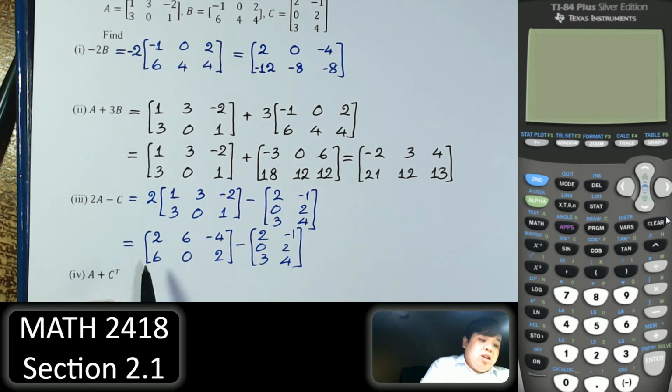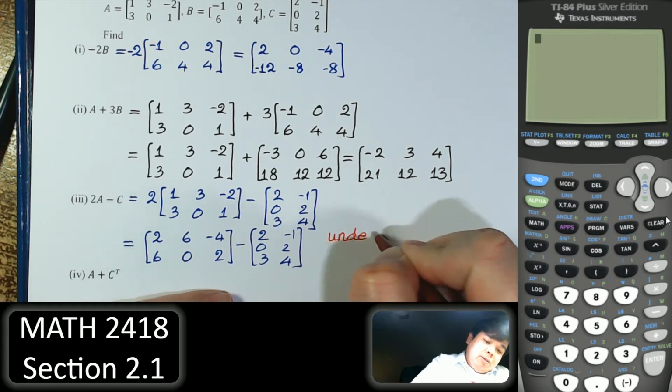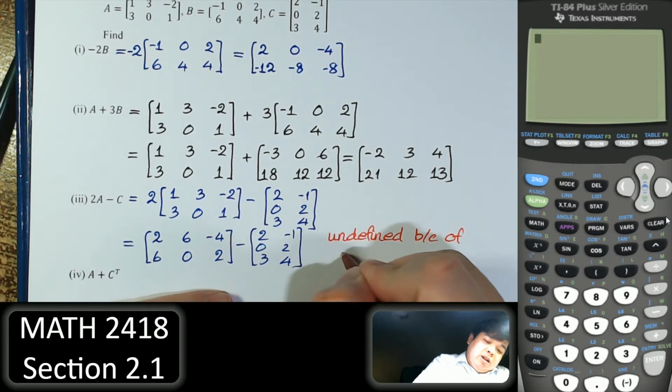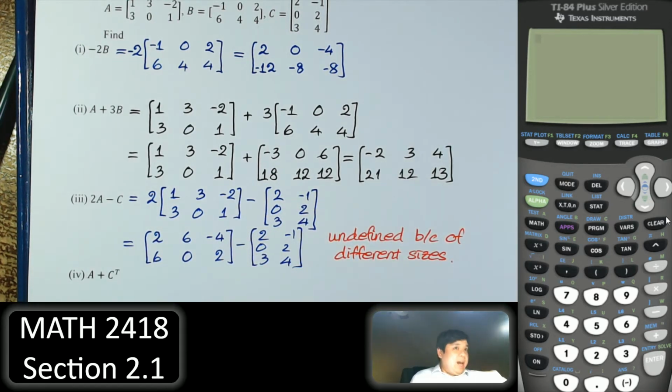What we see here is this is a matrix of 2 rows, 3 columns, and this is 3 rows, 2 columns. They don't have the same dimension. If they don't have the same size, there's no correspondence between them, so we cannot subtract. In this case, we call this undefined, because of different size. They have to have the same number of rows and the same number of columns, so there will be a correspondence between the matrices. Since we don't have that, it is undefined.